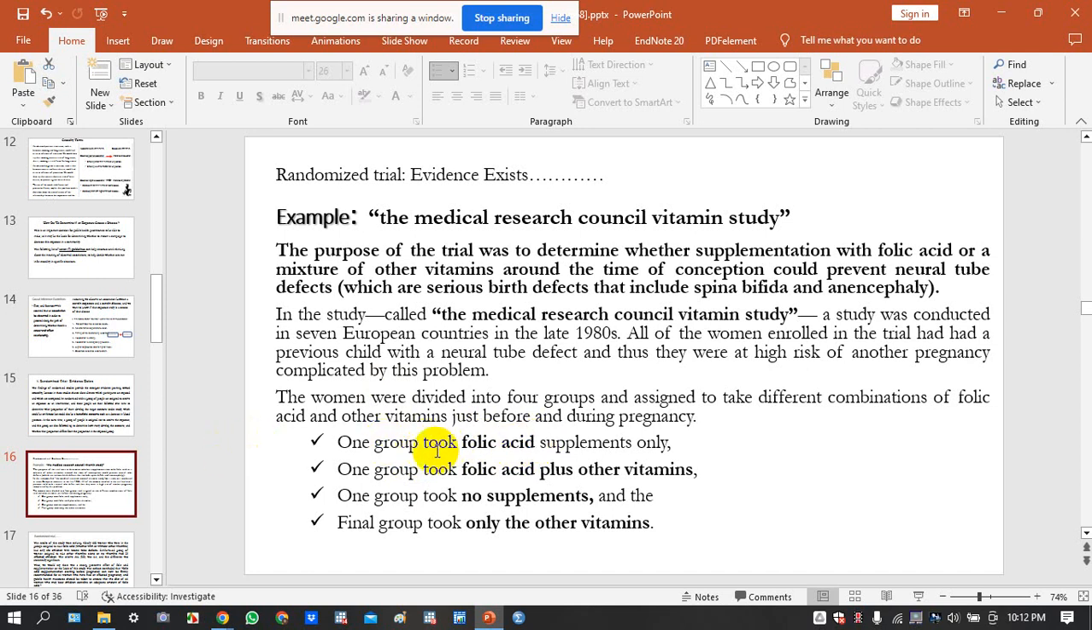They classified these women into 4 groups. One group took folic acid supplements only. One group took folic acid plus other vitamins. Another group took no supplements. And the final group took only the other vitamins. And this was their finding.